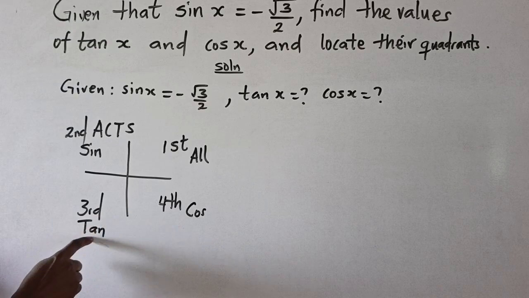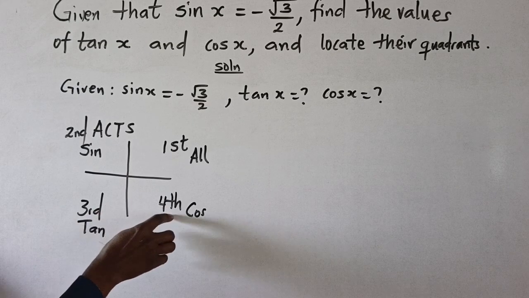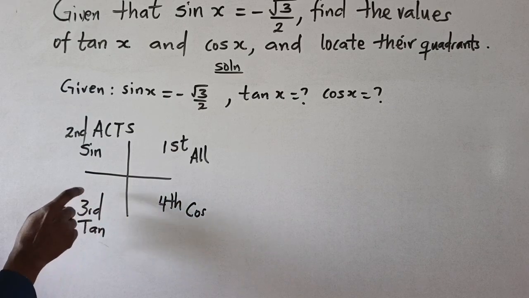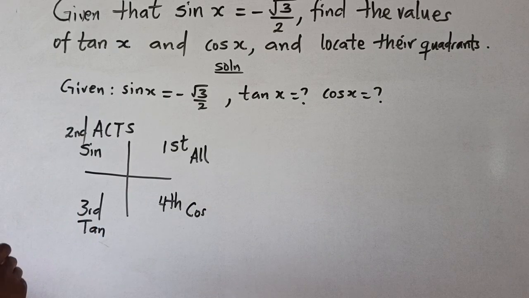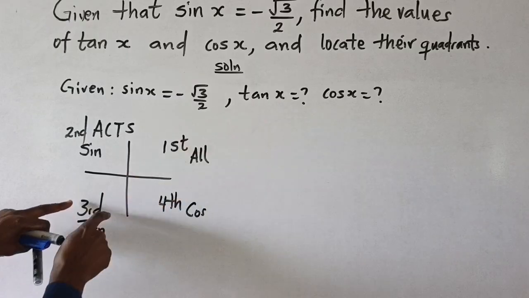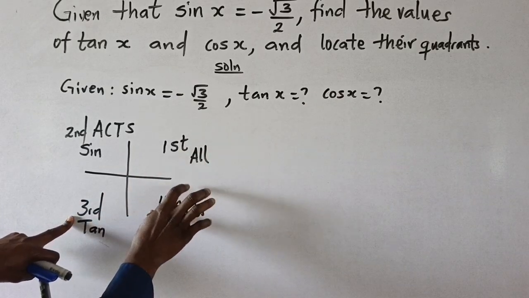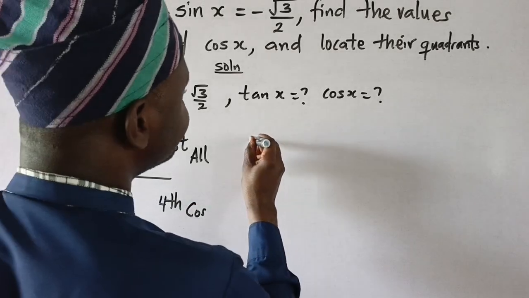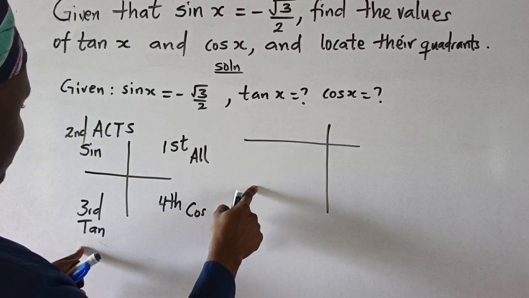Because in the third quadrant, it's only tangent that is positive, while in the fourth quadrant it's only cosine that is positive. Here sine and cos are negative, and here tangent and sine are negative. So we want to determine the tangent of angle x and the cosine of angle x in the third quadrant, which means we need to consider the third quadrant.